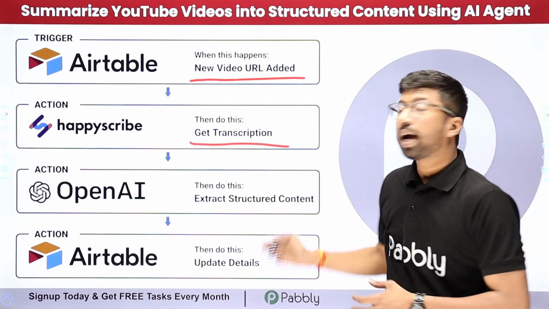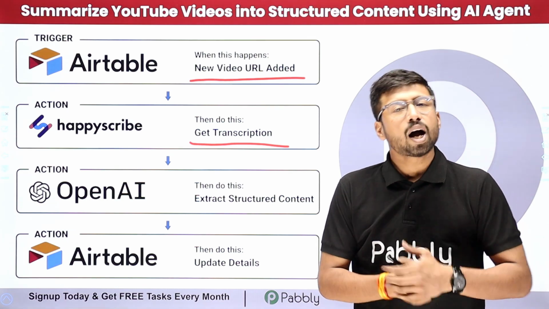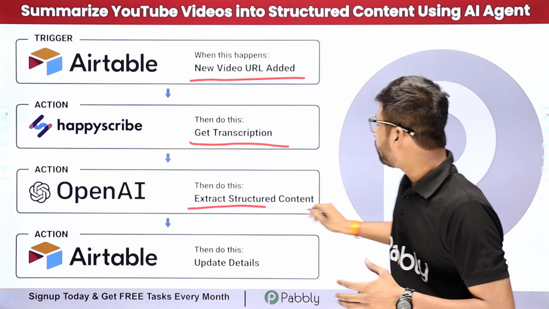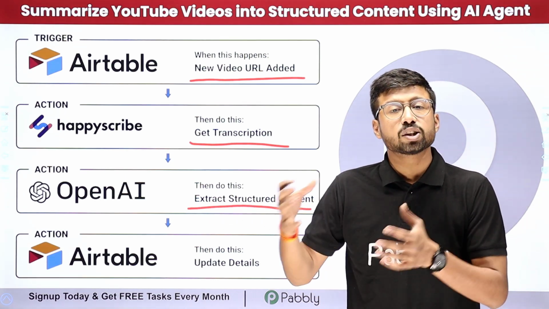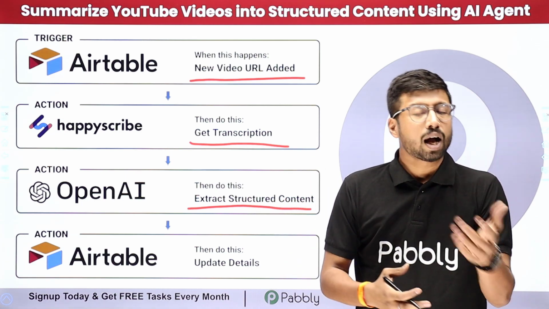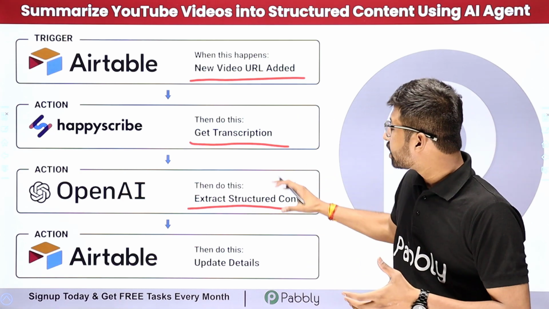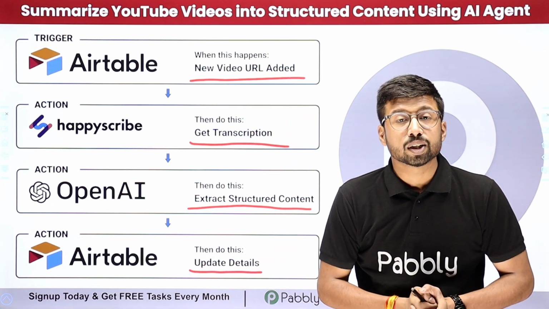to HappyScribe, and using HappyScribe, it will get the transcription of our YouTube videos. After getting the transcription, this AI agent will send the same transcription with the prompt to OpenAI. And using OpenAI, we are going to extract and summarize the content from the transcription. After getting the extracted or structured content of the summary, this AI agent will automatically update the same details back into the Airtable, into the same record.